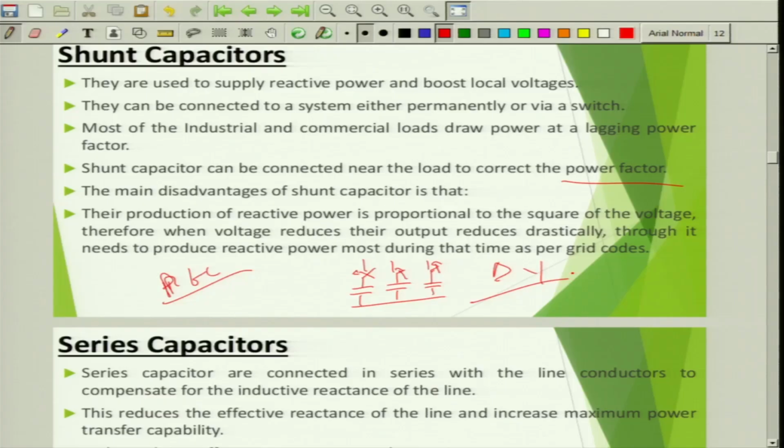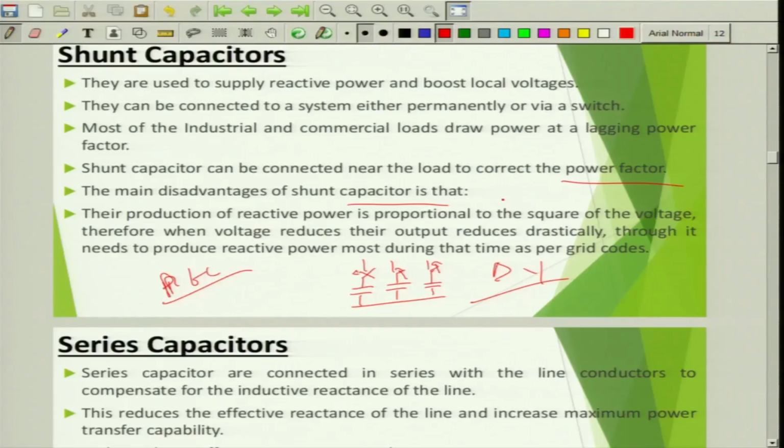So, the main disadvantage of shunt capacitors is that their production of reactive power is proportional to the square of the voltage, because it is a shunt device. Any device which is connected as a shunt, meaning between the line and the ground, we call it a shunt device. So, their operation and power handling capacity depend upon the voltage. Any series device depends upon the current, right? The power is expressed in terms of current.